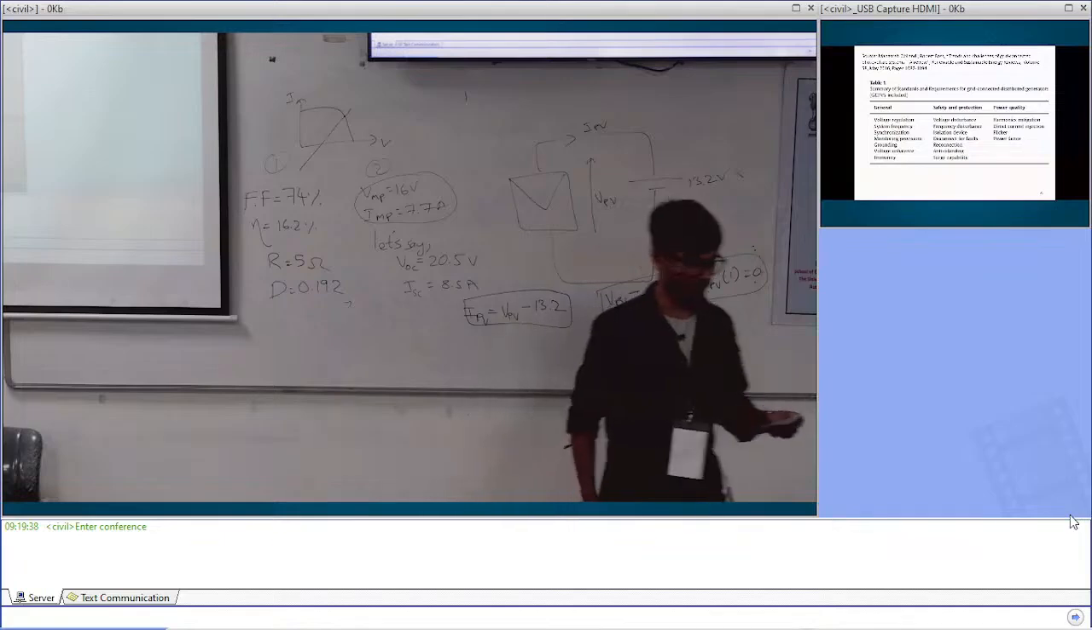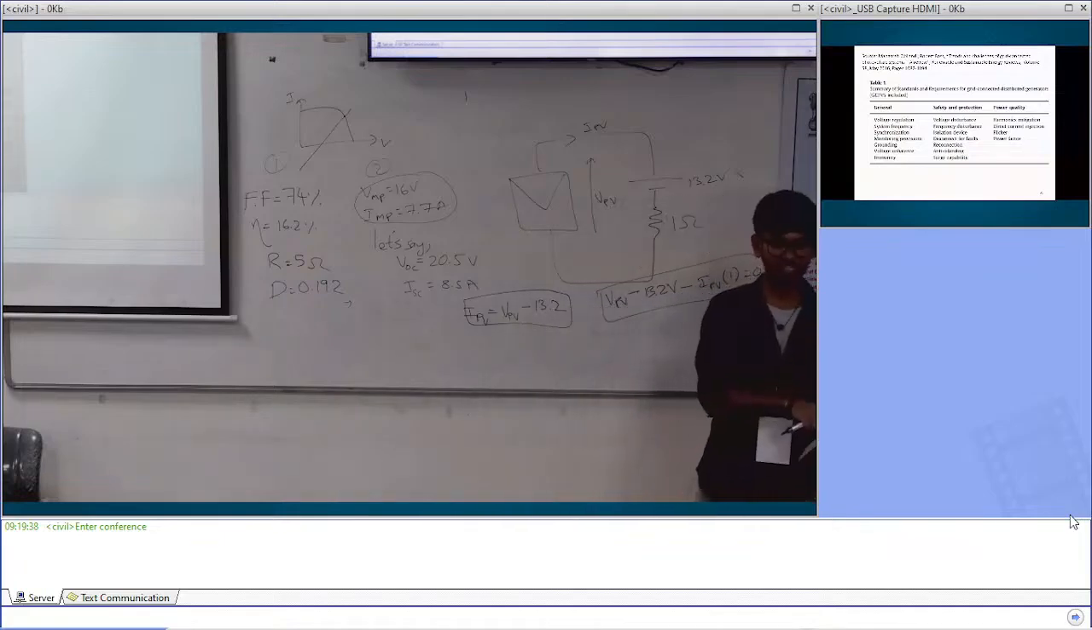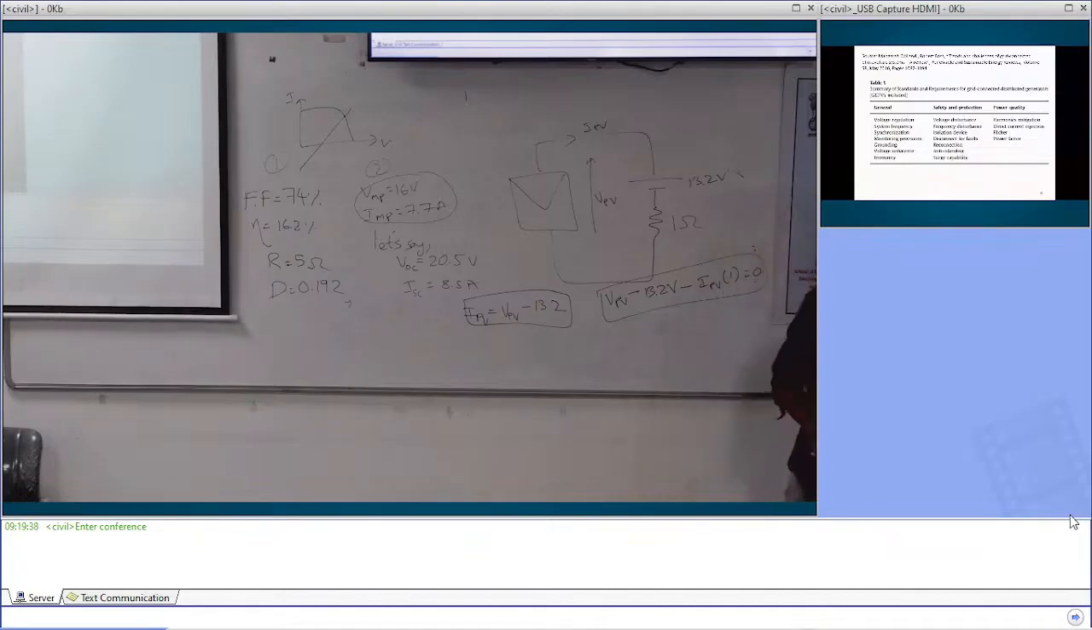So for the third question, there is a slight mistake. We also asked you to find the buck converter. No, you need not find the buck converter. You only have to find the boost converter, the same way you have found for the first question. We will share the answers with you on WhatsApp.